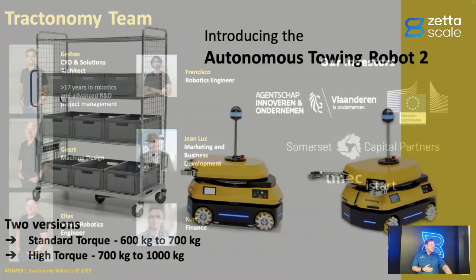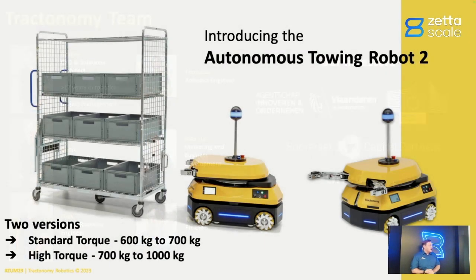So first up, let me introduce our robot. We call him the Autonomous Towing Robot 2 because it's the second one we have. It pulls 600 to 700 kilograms with our base model, and we believe up to 2000 kilograms with our newest and latest version. What we are doing is towing everything on wheels. When you can attach a gripper to it and it has wheels, we can tow it.